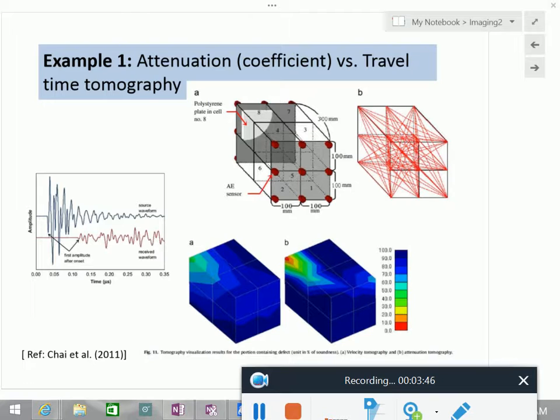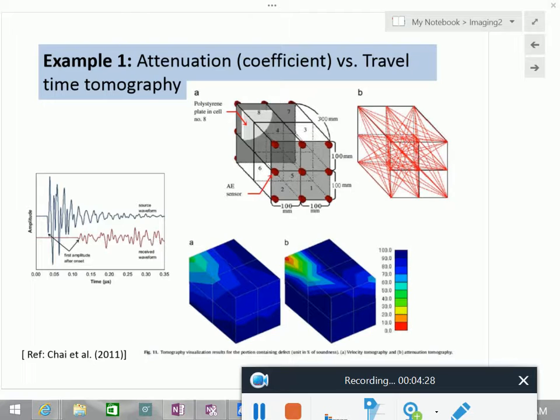So when we do tomography, we can use either parameter. You reconstruct either travel time or travel time delays or attenuation. So this one to the left, A, is based on velocity, and the other one is attenuation. And it's kind of well known that when you have a defect like that, so this is a concrete block that we talked about last time, and there is a defect inside, it's simulated, that the attenuation is more sensitive than velocity.